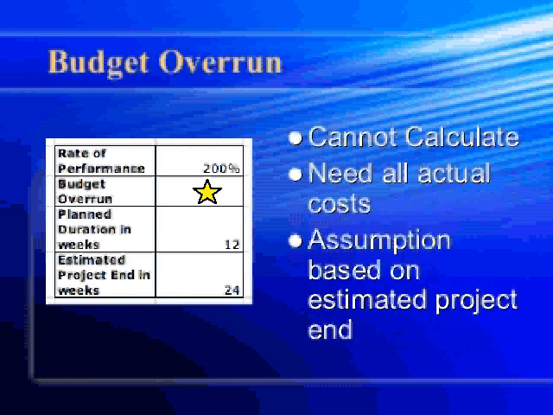The final calculation, budget overrun, cannot be completed with the information given. We would need all of the actual costs for each activity in order to do this calculation, not just the planned expenditures. Thus, we can only make an assumption based on the estimated project end value. Since the estimated project end is twice as long as the planned duration, we can speculate that this project will run over budget.